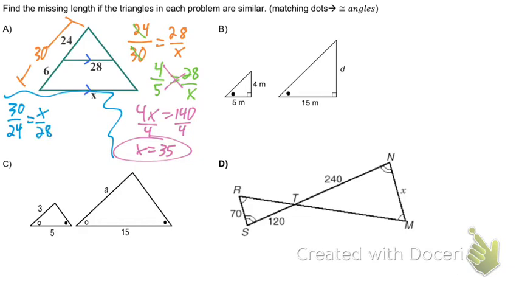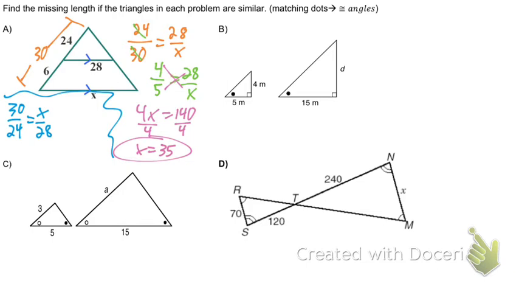So notice, if I go horizontally, 30 and x, they're talking about both the big triangle, right? On the bottom horizontally, 24 and 28, we're talking about the small triangle. Vertically, 30 and 24, they're talking about these left sides. Vertically, x and 28, they're talking about the bottom sides. So whenever you do these proportions, as long as you set them up in a way to where horizontally and vertically things go together, it's okay.